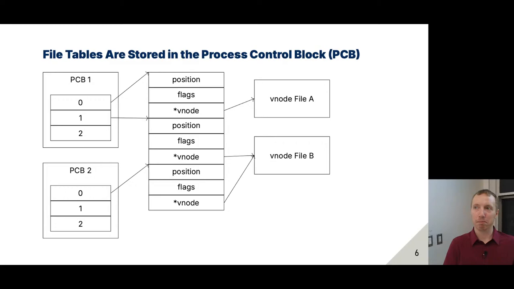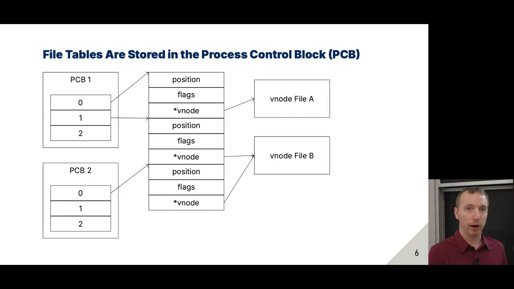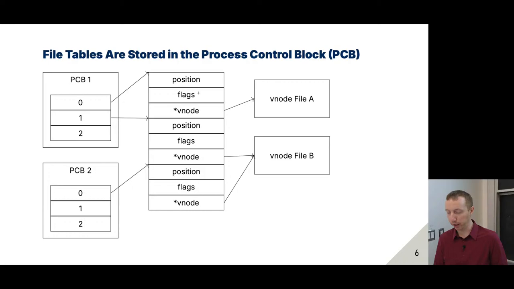So what it's pointing to, it's going to point to a few things. It's going to point to all the information about the file and the current permissions you have with that file. One of the entries is the current position of this file descriptor in that file. So I could open two file descriptors to the same file, but they could be in different places in the file. The position would be part of the file table entry, and then flags for whether or not I can read and write this file descriptor.